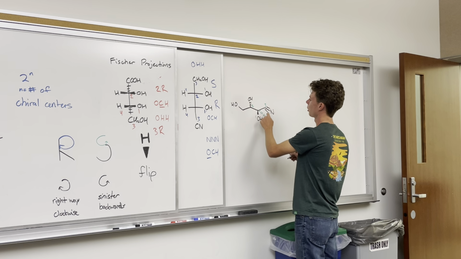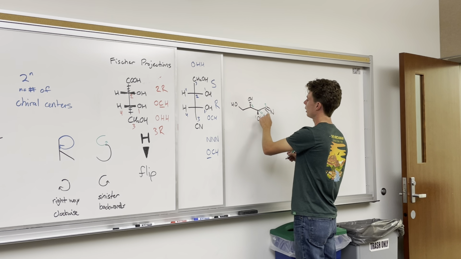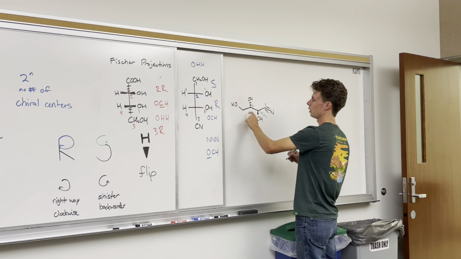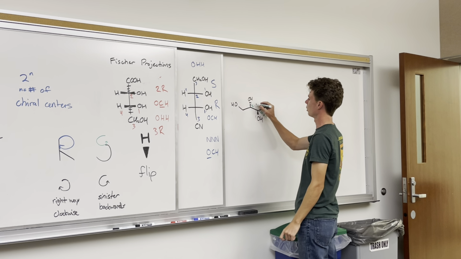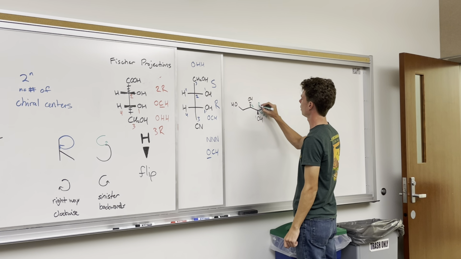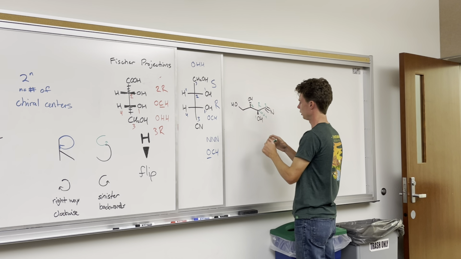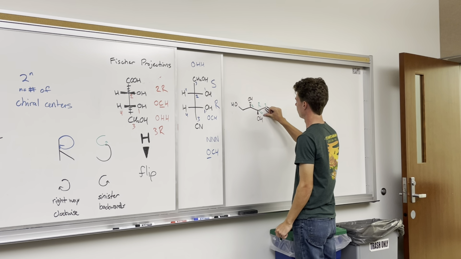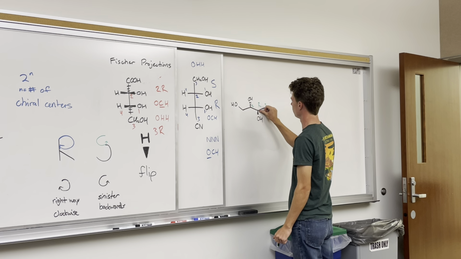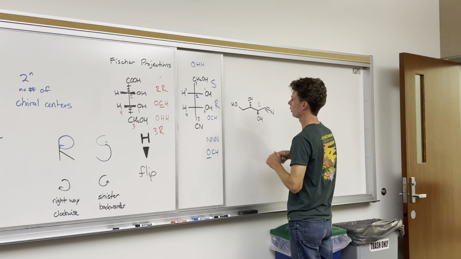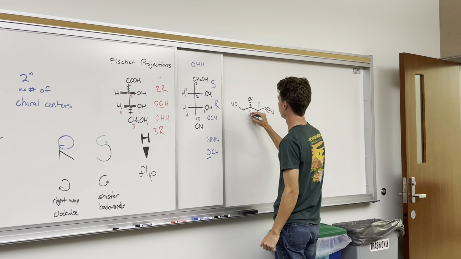We are currently going clockwise, which is good. We wanted R configuration for number 3. We are currently going that way. This is R, this will stay a wedge. This is the correct structure of our Fisher projection in skeletal format. With R there, S there.